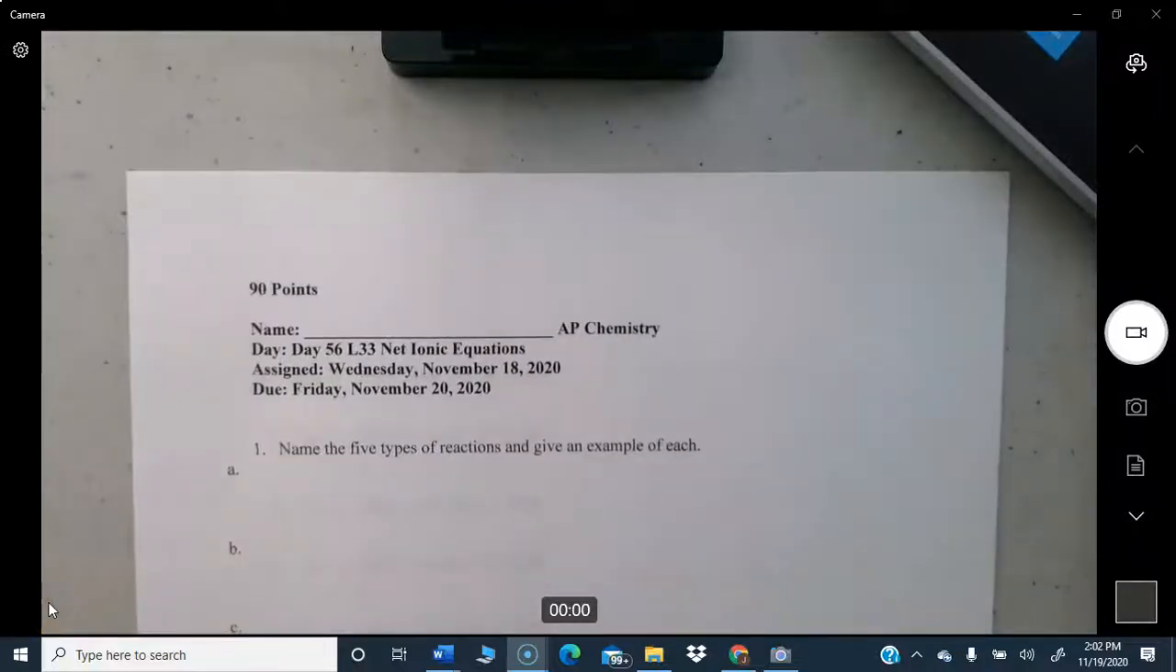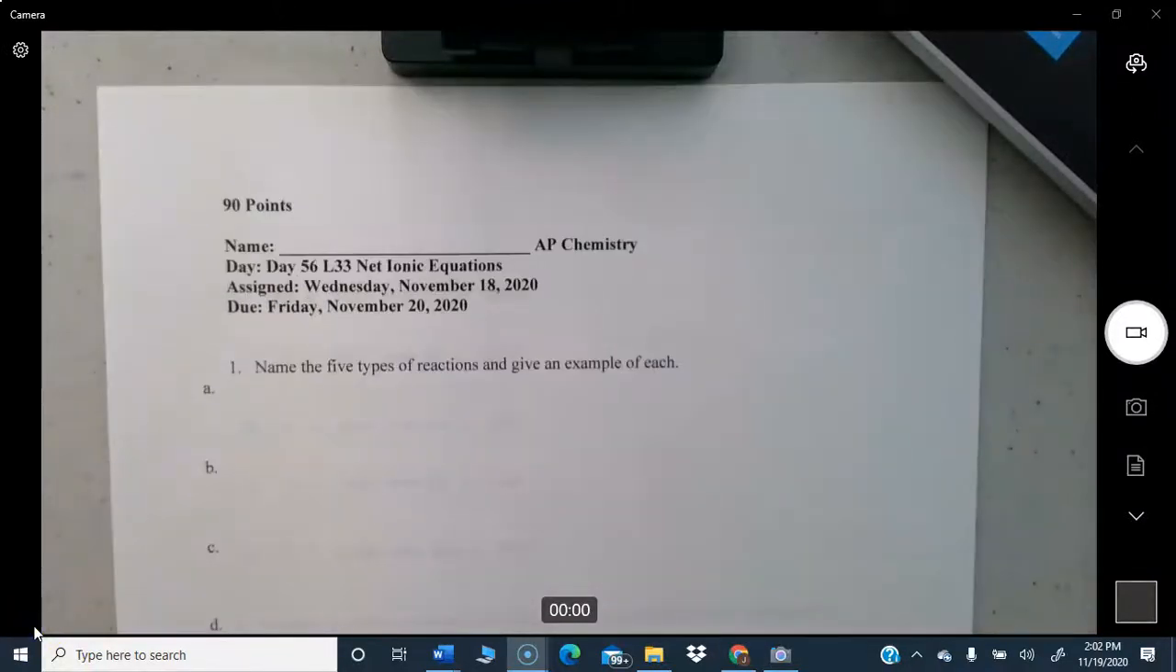Sound check, sound check. Hoover High AP Chemistry.